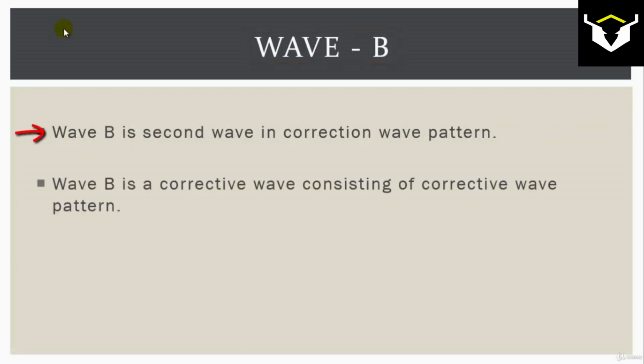Wave B is the second wave in the corrective wave pattern. Wave B is a corrective wave consisting of a corrective wave pattern. So even in the A, B, C wave structure, wave B is a correction following the five waves of wave A. So wave B unfolds itself in any kind of corrective wave pattern, that is, overlapping wave structure.